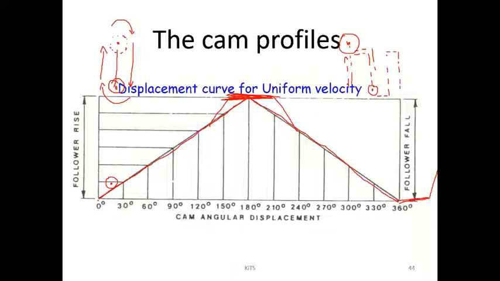So this is what is mentioned here. See this distance: lift or follower rise, or S. Okay. So the outstroke is divided into 6 parts. This is the return stroke, and this is the outstroke.